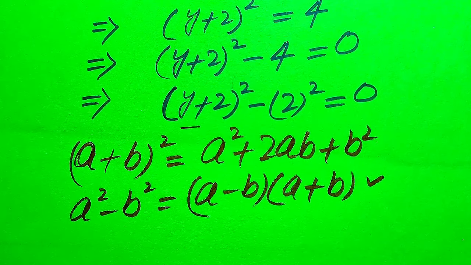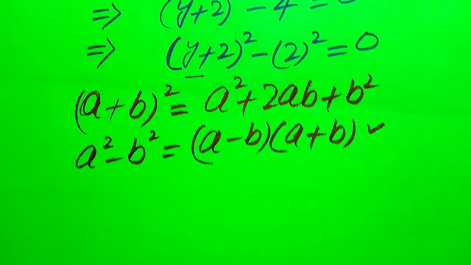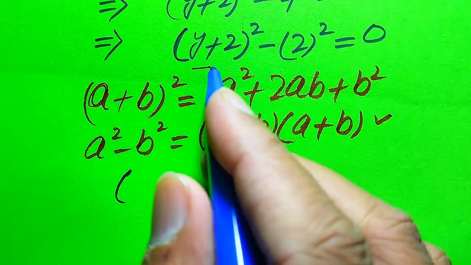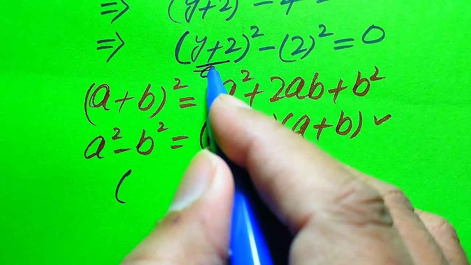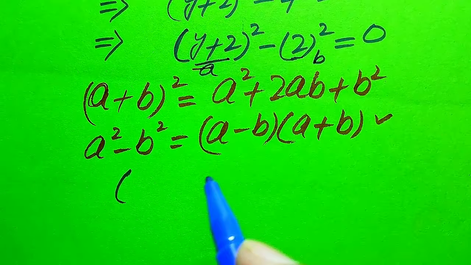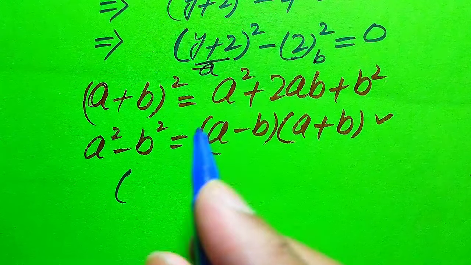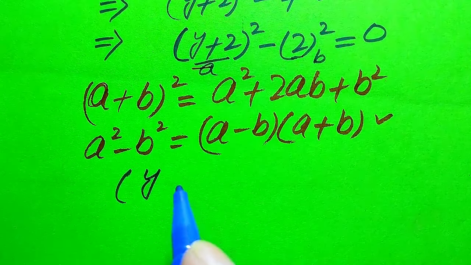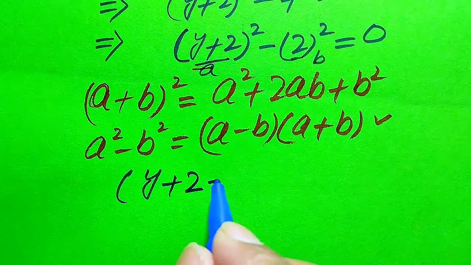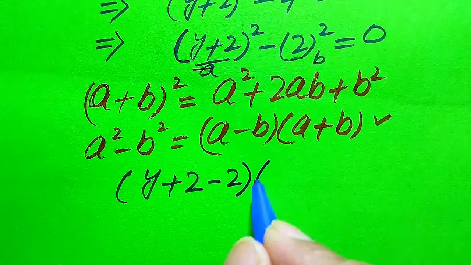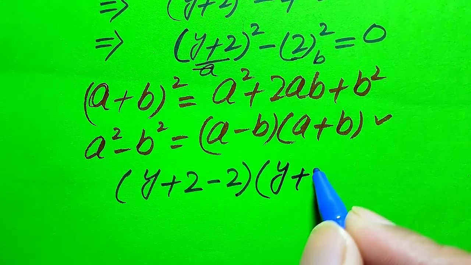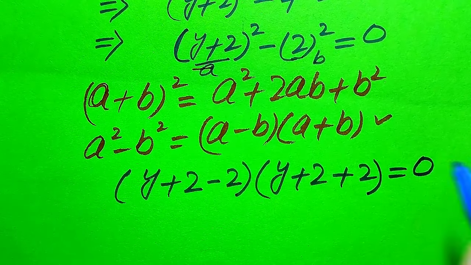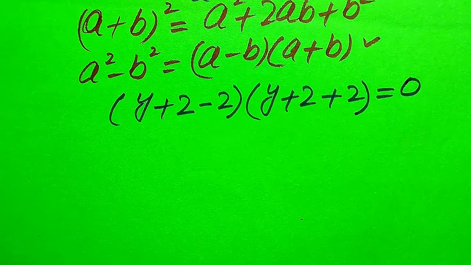So according to the second formula we write our above equation as (a minus b) times (a plus b). Here the base of this term is our a, and the base of this term is our b. So when we put the values of a and b, it becomes (y plus 2 minus 2) times (y plus 2 plus 2), and this whole equation is equal to 0.